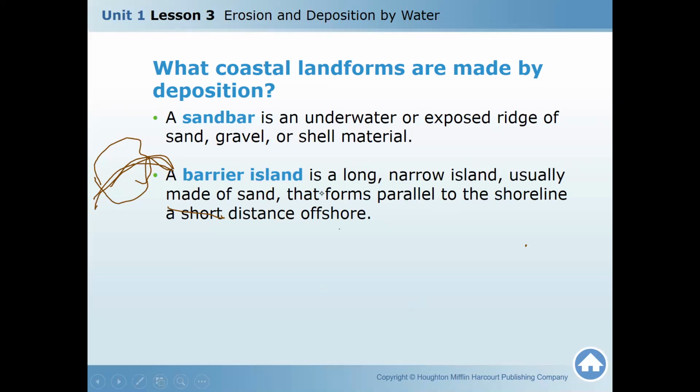A barrier island is a long, narrow island, usually made of sand, that forms parallel to the shore. Everyone loves islands, girls. Now, this is not like the islands where we go, like Mauritius or something. No, this is a small island which you can see in the middle of the beach. There is a small area, maybe like the size of your room, and that is a barrier made of sand. That is called a barrier island here.